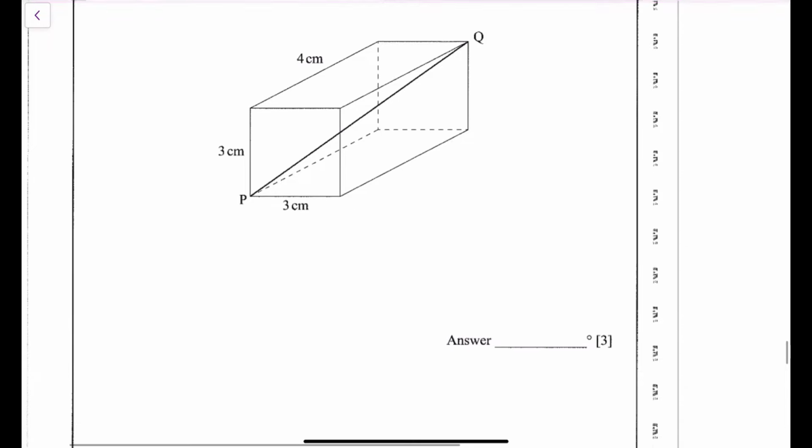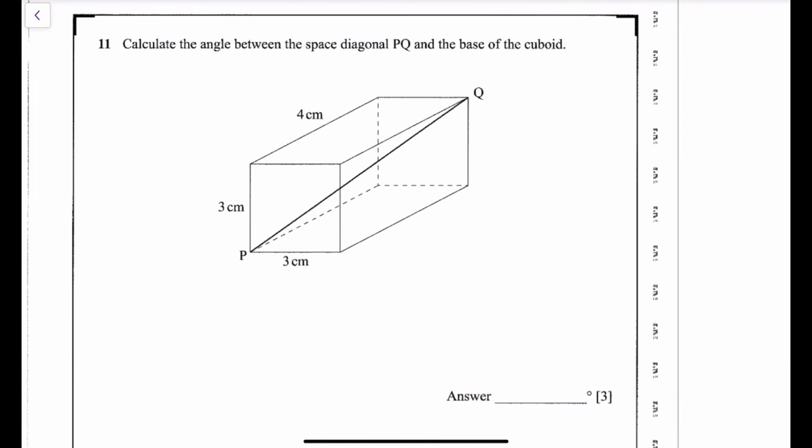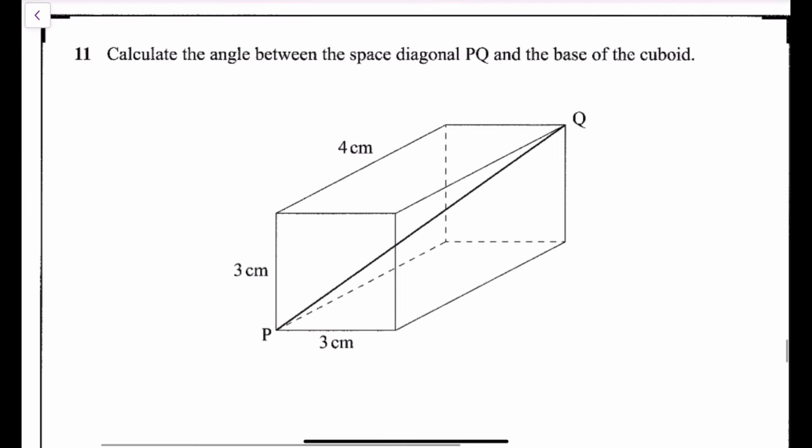Okay. Question 11. It says, calculate the angle between the space diagonal PQ and the base of the cuboid. I'm going to add a wee bit of extra labeling on this. I'm going to call this A and B. And what we want to do, if we draw that line P to B, would be better to use the first letters of the alphabet, A and B. What we've got is a wee right angle triangle, and I need to find this angle theta in here.